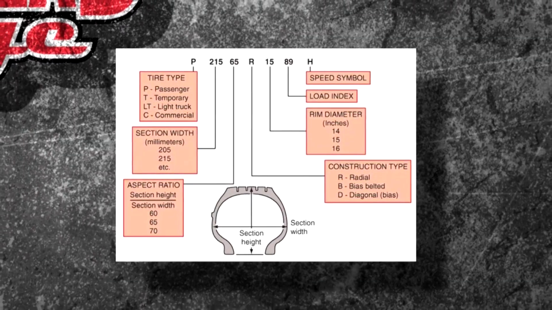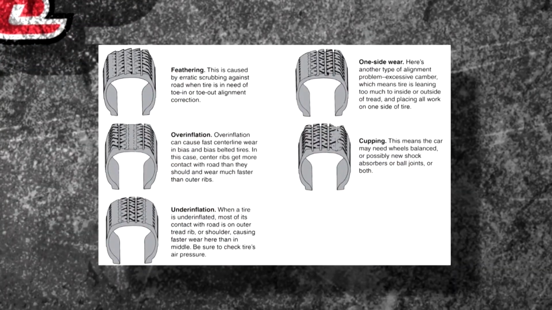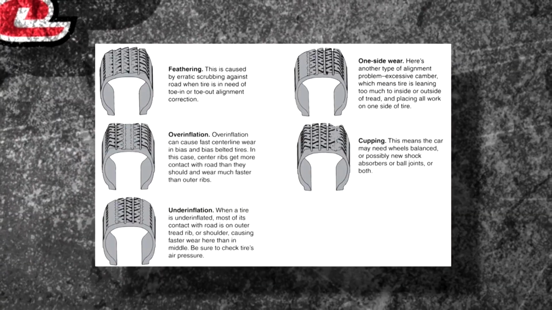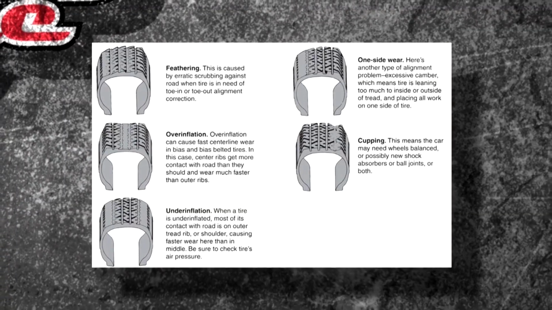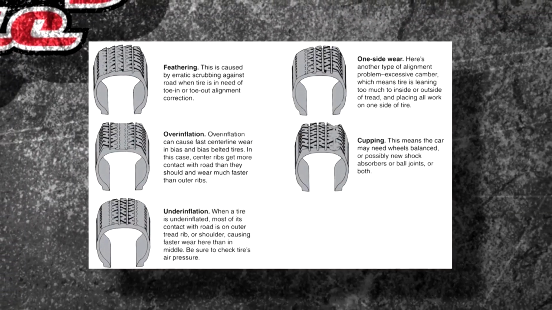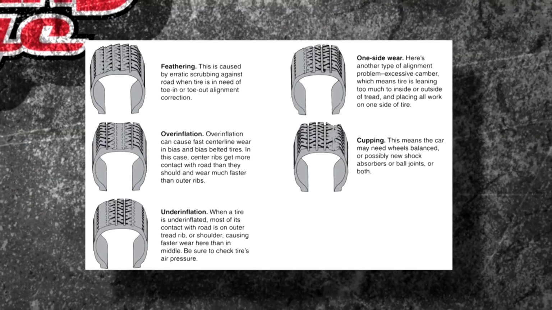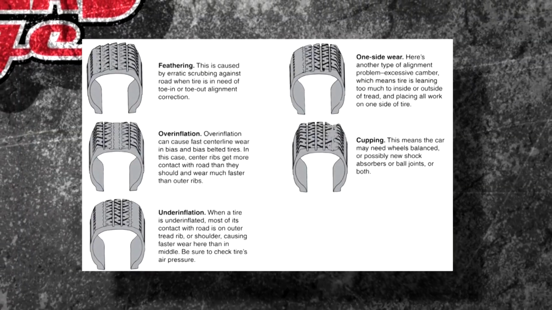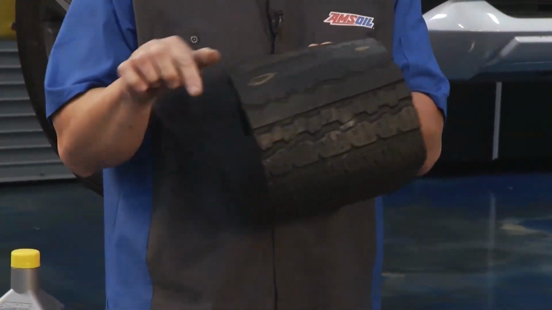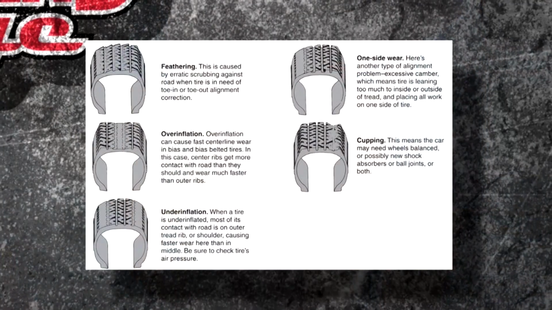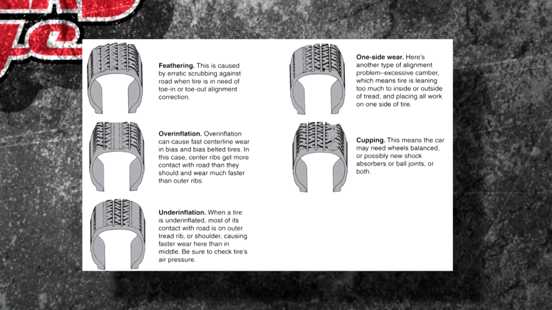Now we have to understand a little bit about them to read tires. So feathering, that's kind of an alignment issue with toe there. Overinflation, you can see in the middle, it's poking up and it's gonna wear in the middle. Underinflation, it's flat, wearing on both sides. One side wear I have right here, which is pretty cool. That's an alignment camber issue. And the last one on there is cupping or chunking.